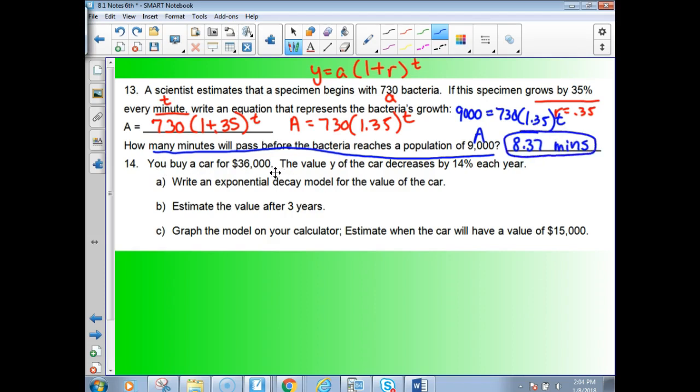You buy a car for $36,000. Did it work, Haley? Okay. Let's go on to this one for right now. When you buy a car for $36,000, guess what? Cars depreciate rather quickly. Sorry to say it, but the value Y of the car decreases 14% a year. The exponential decay model would be Y equals 36,000 times, it says decreasing, 1 minus 0.14 to the t. And then we want to estimate the car's value after 3 years. So we would just type on our calculator 36,000 times, now 1 minus 0.14 is 0.86 if you want to put that in, and then to the third.